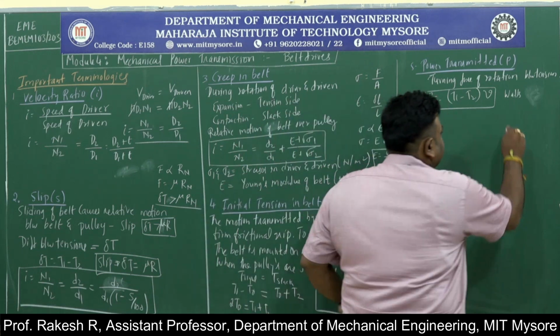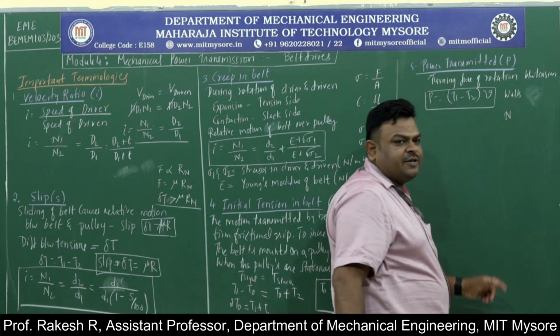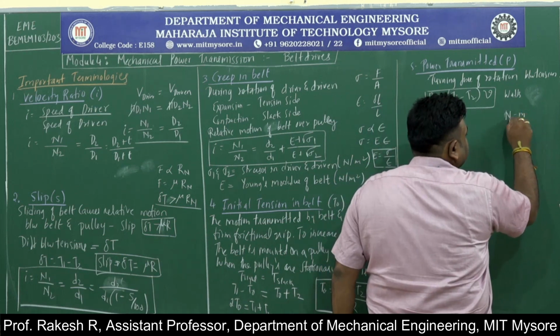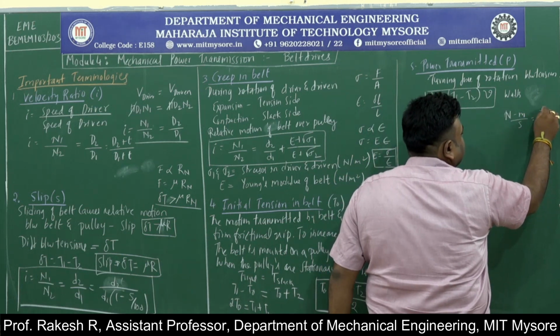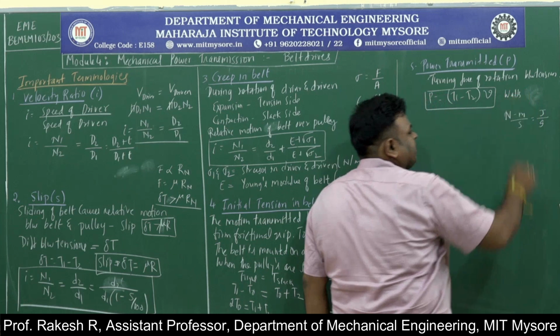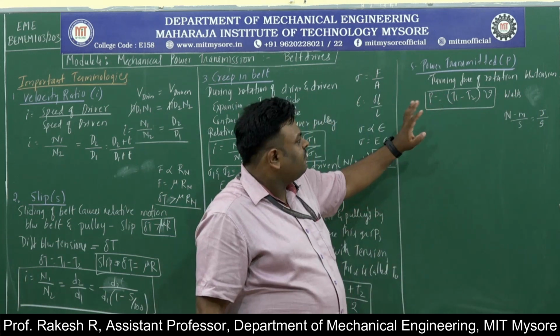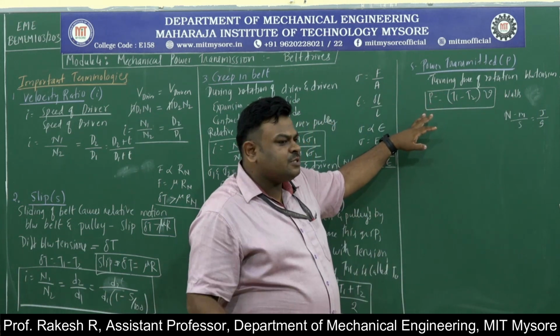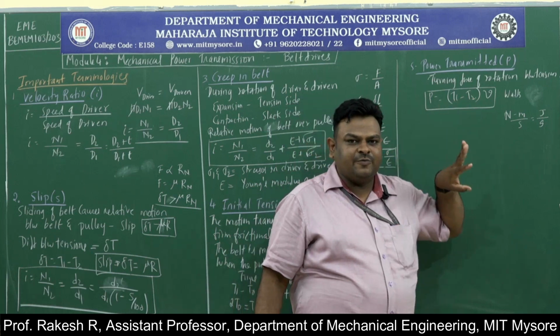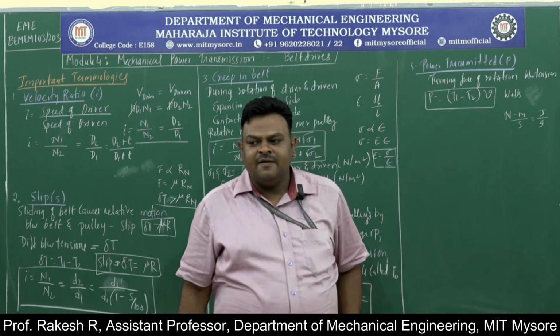Tension is in Newton, velocity in meter per second. So Newton meter is nothing but joule, joule per second is watt. This is the unit of power. When you want to convert this to kilowatt, you can divide by 1000. This is the power transmitted in belt drives.